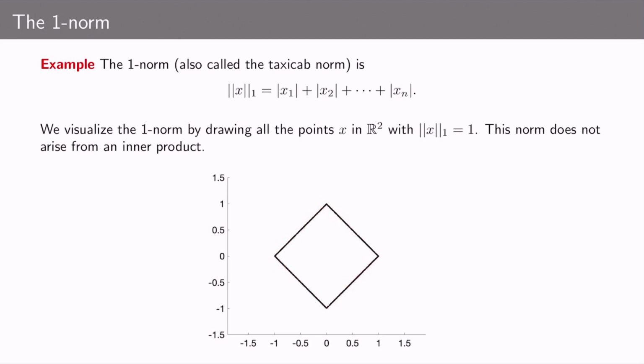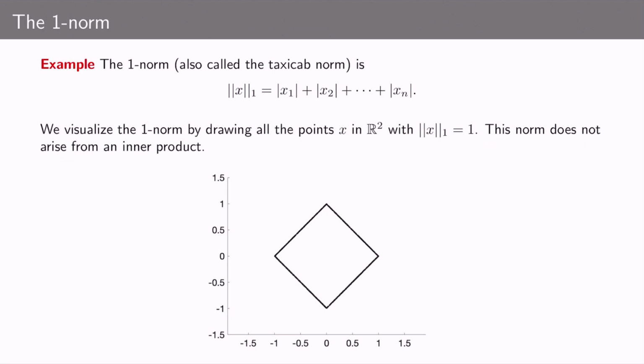How does this norm measure distance? Well, if this is the origin, and I choose a vector whose tip is, say, right there, in order to measure the length of this vector, I have to measure the x1 component and the x2 component and add the two together. So this is actually why it's called the taxicab norm. It's the same way you'd measure distance if you were driving in a car or a taxicab along the city streets. It's also worth noting that this norm does not arise from an inner product, like the 2 norm did.